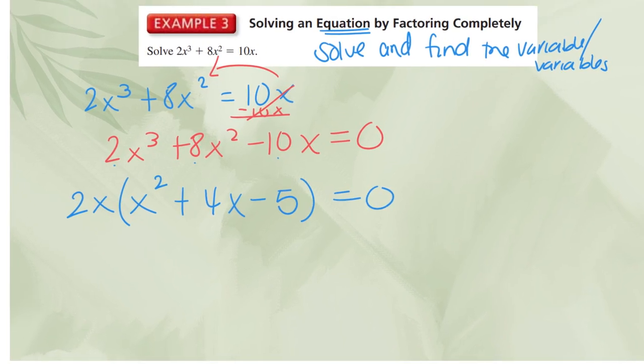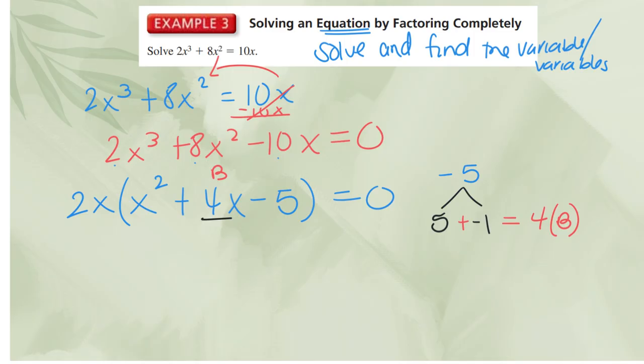And this trinomial, I can see that c is negative 5. So what two factors, when multiplied together, but added, will give me positive 4? I have 5 and 1, with 1 being negative 1, because when I add that, that gives me 4, which is my b. Remember, this is b.